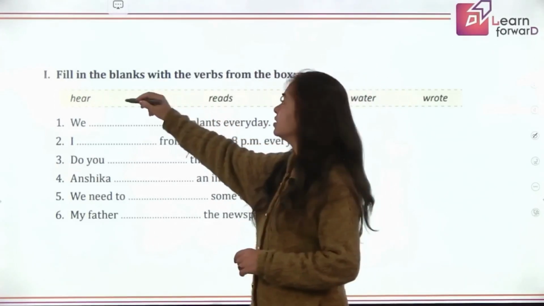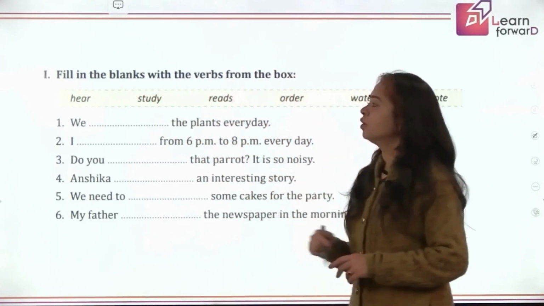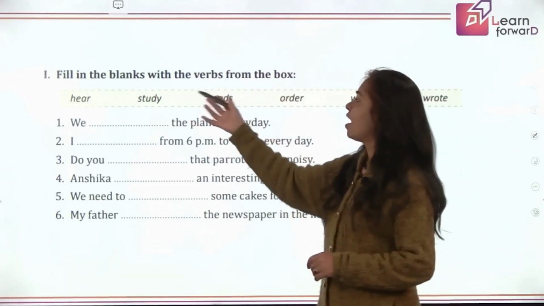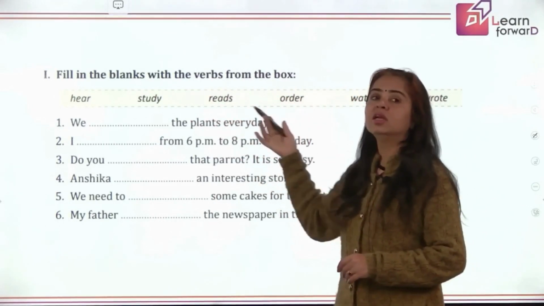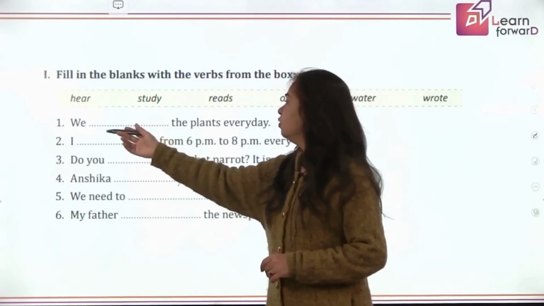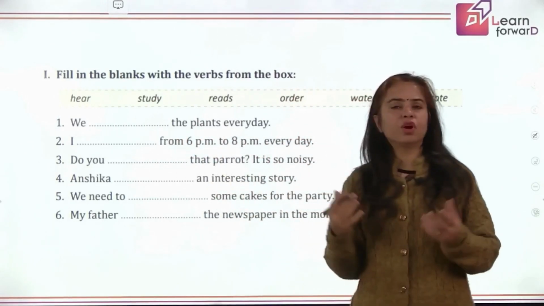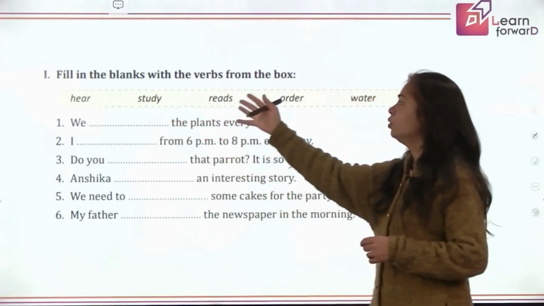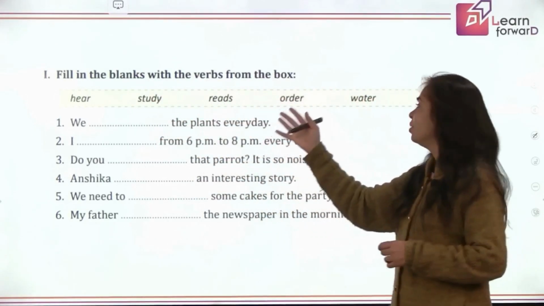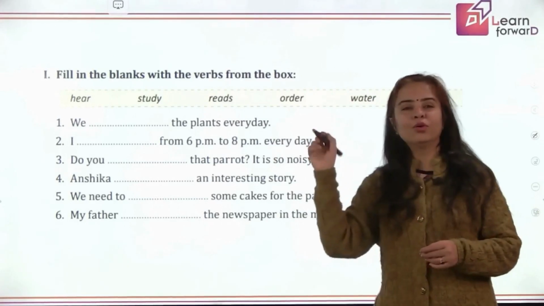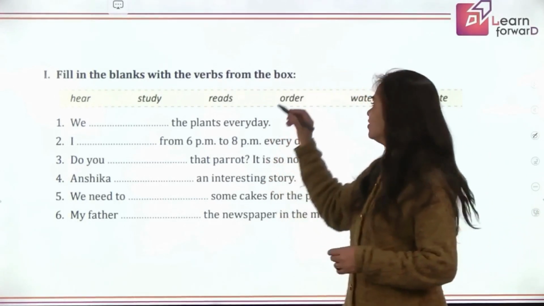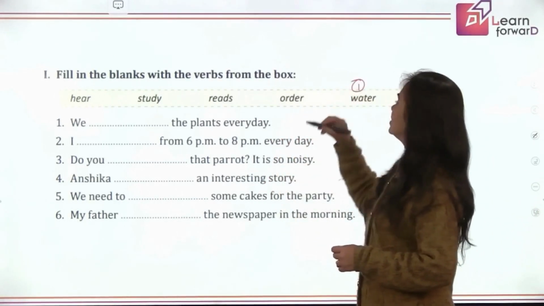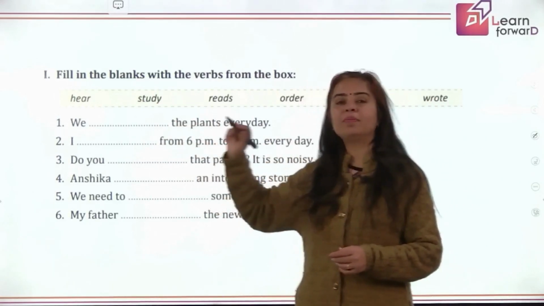Now, here's an exercise for you. Fill in the blanks with the verbs from the boxes. So, you have been given different actions here. Let's see which one suits here. We dash the plants every day. So, what action do you do with the plants every day? Do you hear them? Do you study them? Do you read them? Do you order them? Do you water them or do you wrote them? Yes, we water them. So, this is your first answer. We water the plants every day.